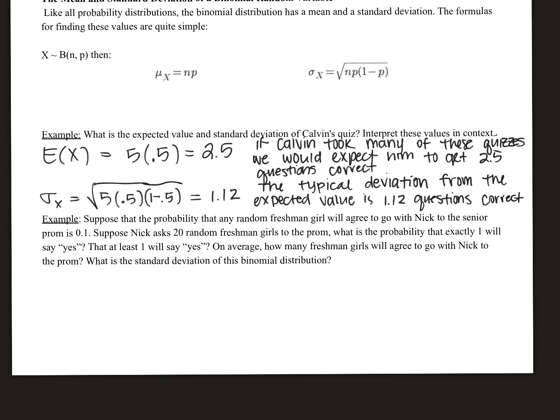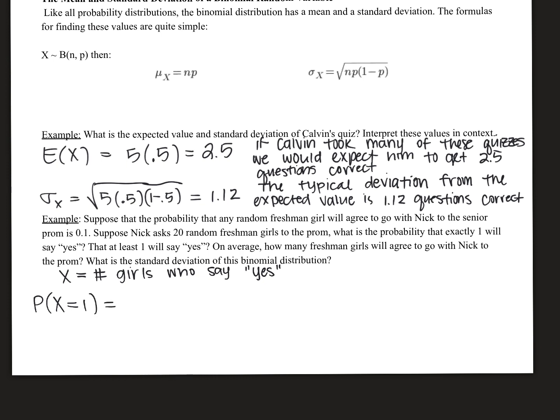So the first thing we have to do is make sure it actually is a binomial distribution. First, are there two outcomes? Yes. The girl is either going to say yes or no. Secondly, are there a fixed number of trials? Yes. He's asking 20. Are the events independent? Yep. The probability one girl says yes doesn't change the probability that another one will. And is the probability of each trial the same? Yes. Each time the probability is 0.1. So in this case, X is going to equal the number of girls who say yes.